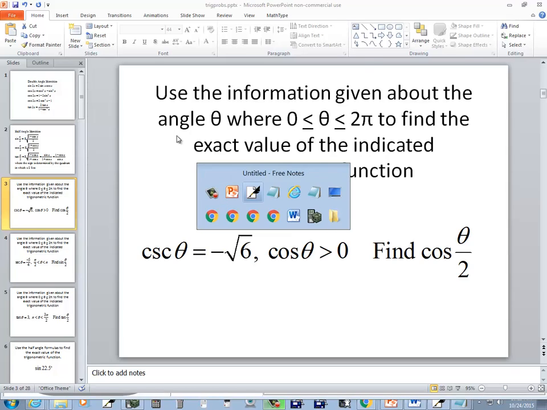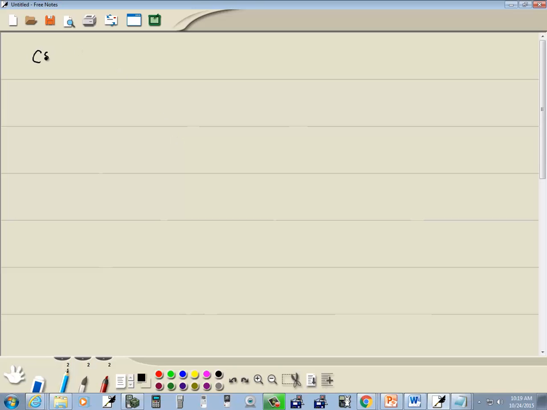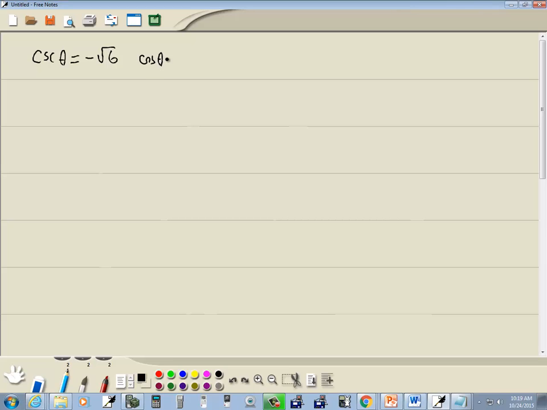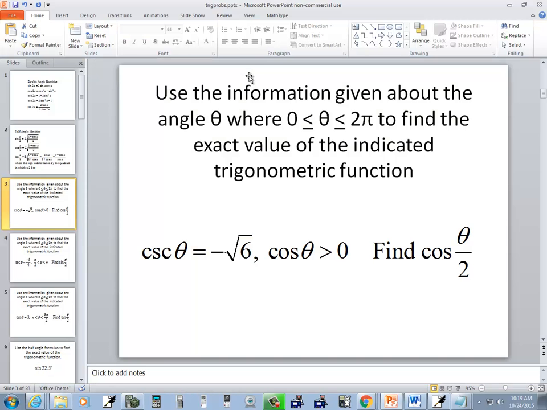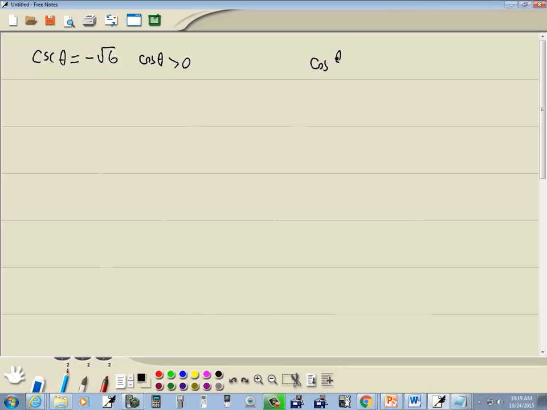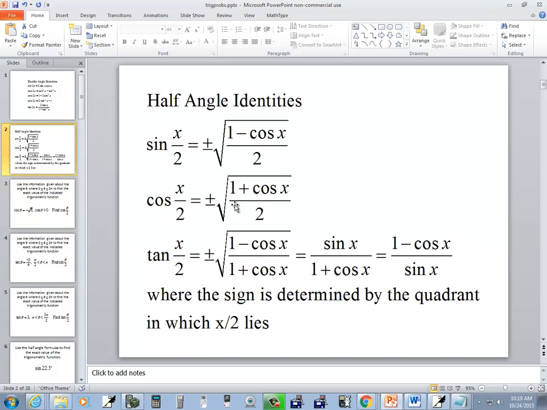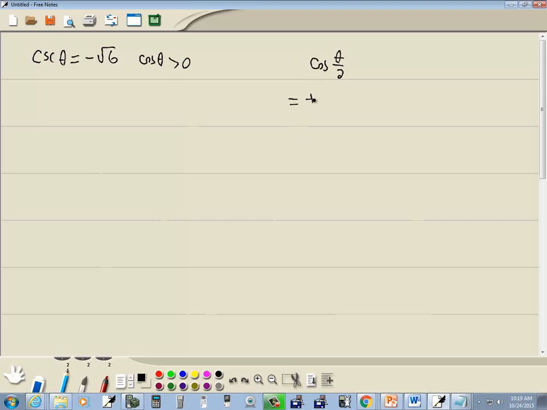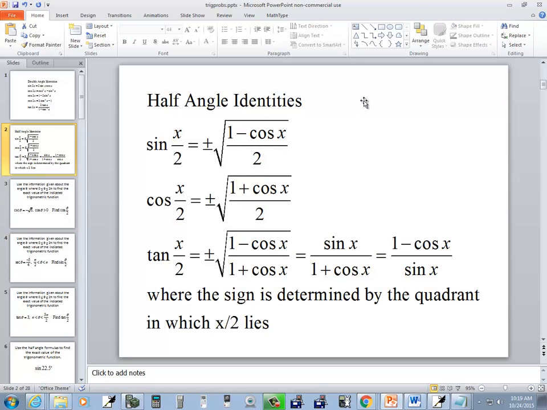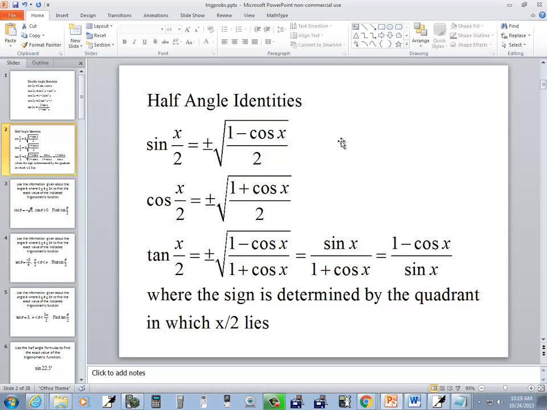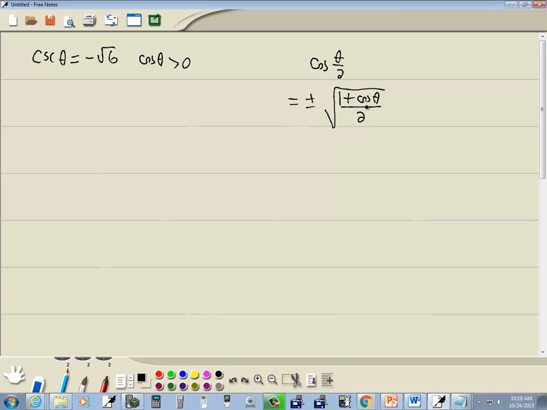Let's take a look at this problem. We've got cosecant theta is equal to negative square root of 6, and cosine theta is greater than 0. And we want to find cosine of the half angle. Well, cosine of our half angle is equal to plus or minus the square root of (1 plus cosine theta) divided by 2. So we need cosine theta, it looks like.